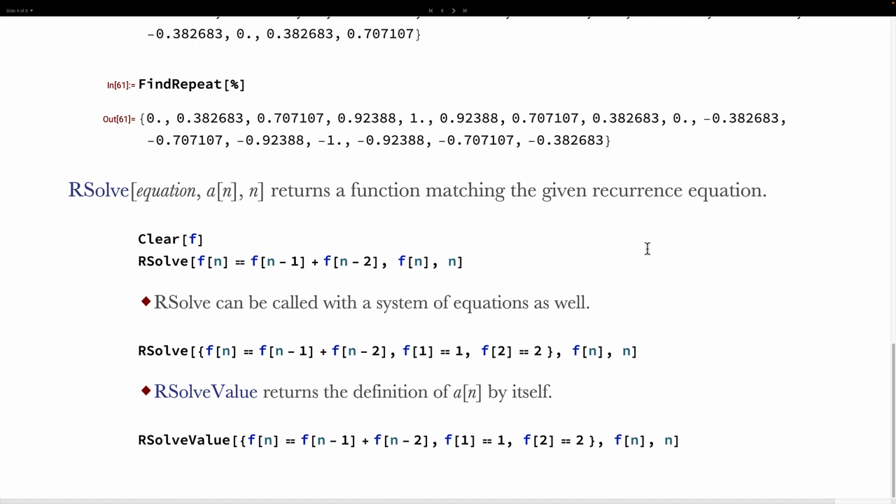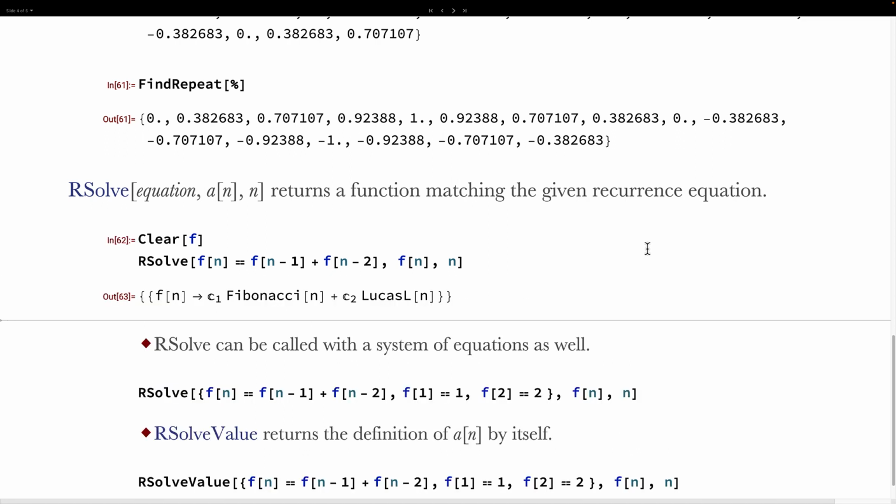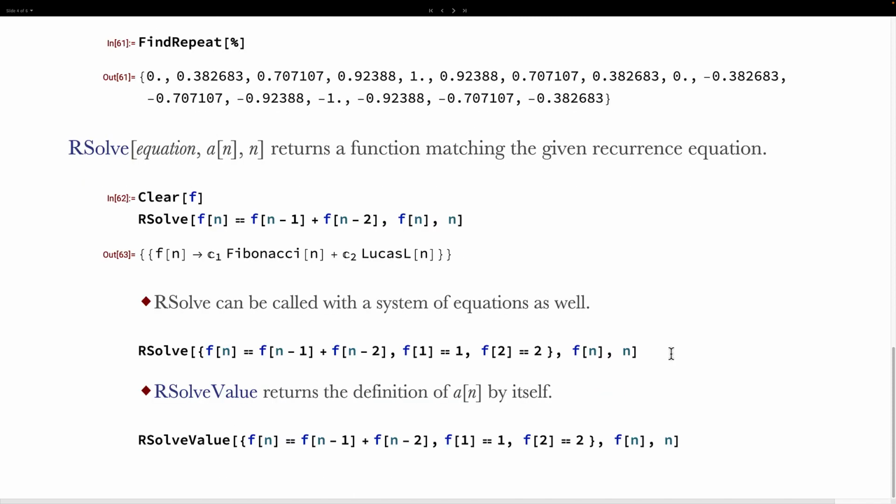Finally, we have the RSolve function, which returns a function matching a given recurrence relation. If we give the RSolve function the recurrence relationship for the Fibonacci sequence, it will actually give f of n is equal to c1 of Fibonacci of n plus c2 of Lucas L of n. Now the reason it does this is because we actually didn't give it starting values for the Fibonacci sequence, which means any sequence that is described by this recurrence relation could be the Fibonacci sequence. However, it could also be any linear combination of the Fibonacci sequence and the Lucas number sequence. To adjust for this, we can actually give the RSolve function a system of equations.